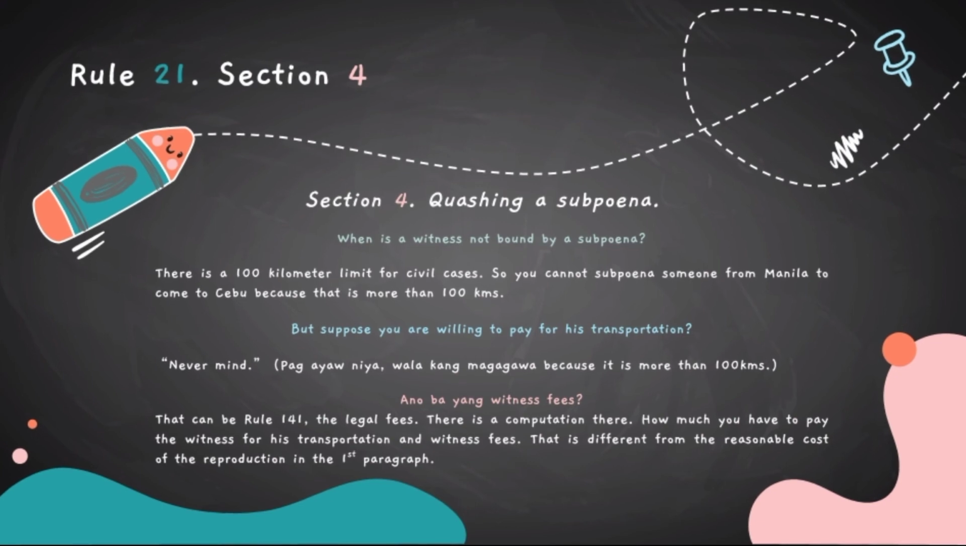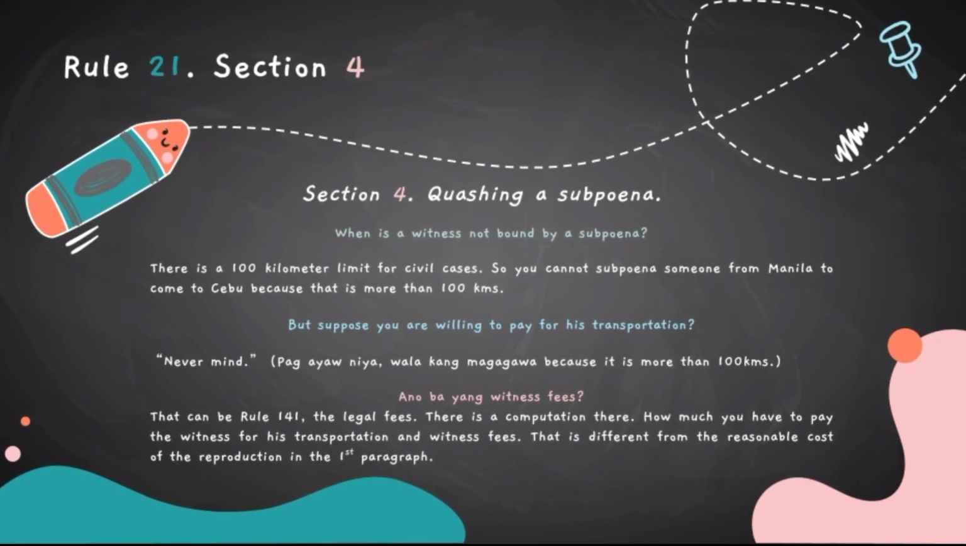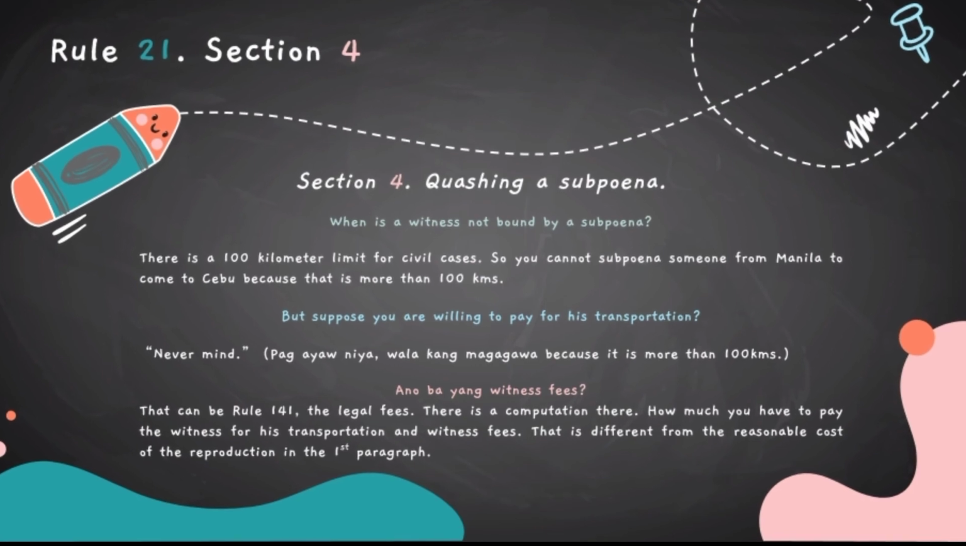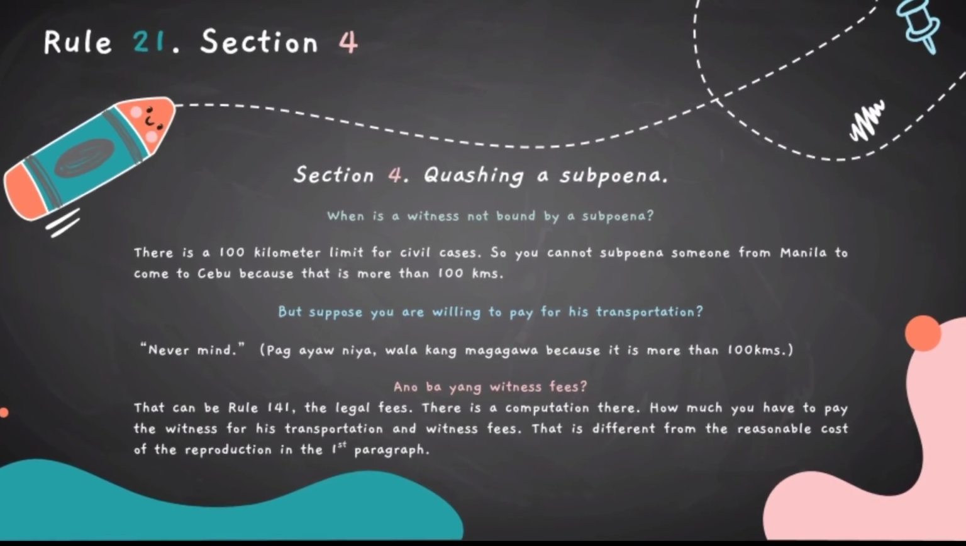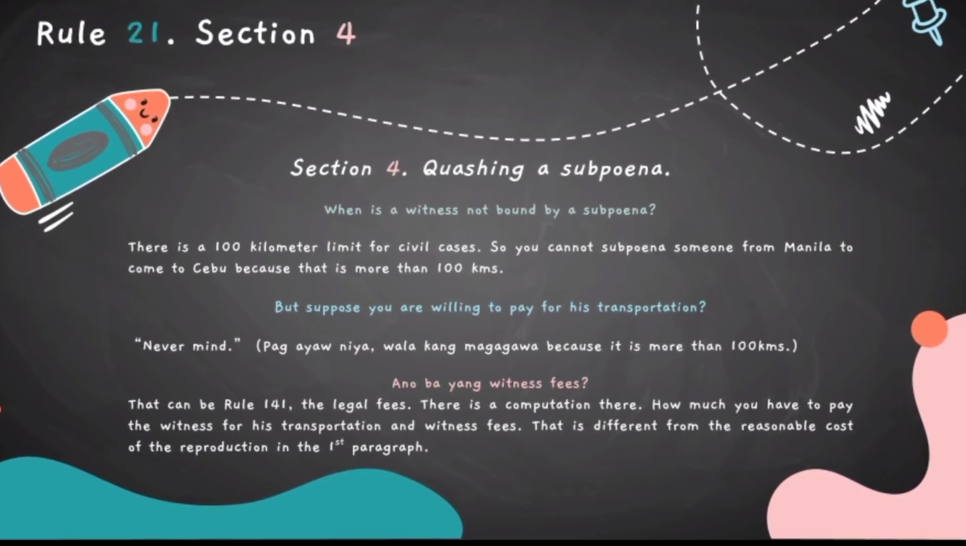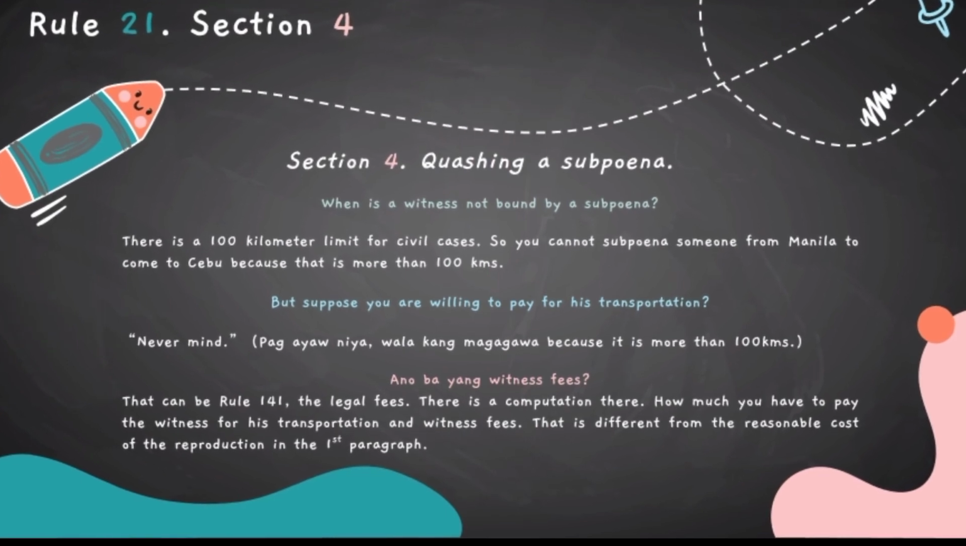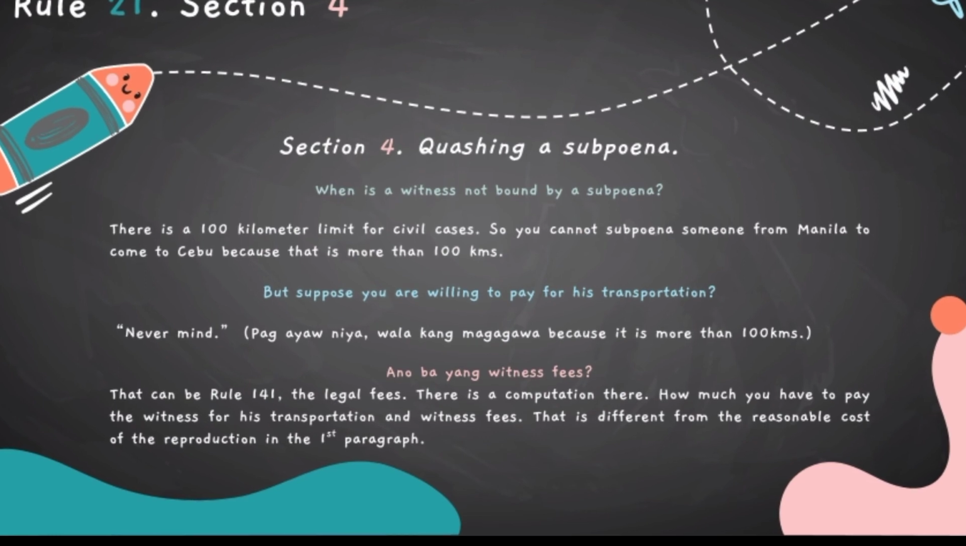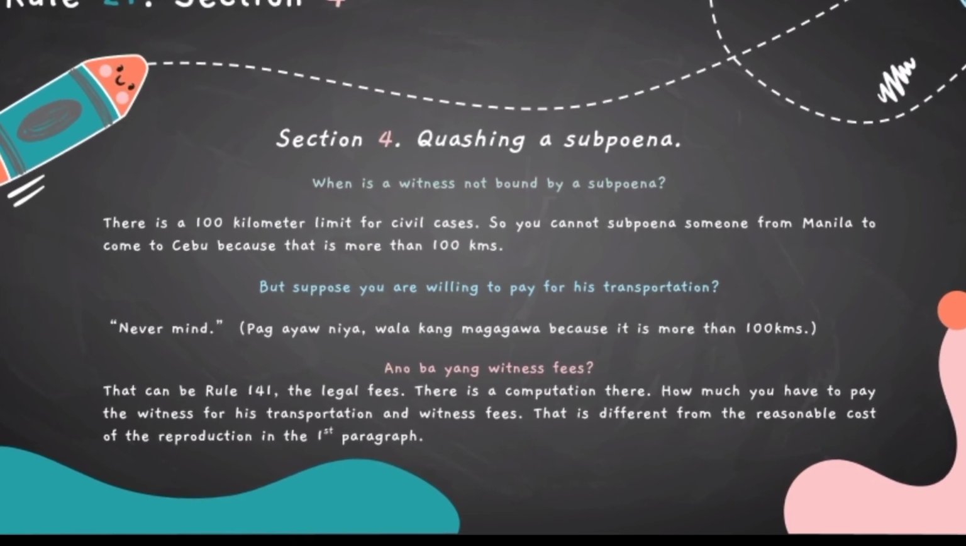When is a witness not bound by a subpoena? There is a 100-kilometer limit for civil cases. So you cannot subpoena someone from Manila to come to Cebu because that is more than 100 kilometers. But suppose you are willing to pay for his transportation. Never mind. Pag ayaw niya, wala kang magagawa because it is more than 100 kilometers.